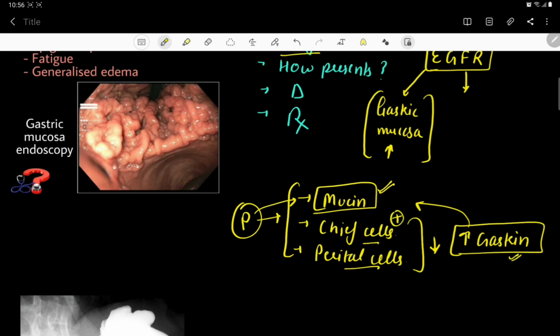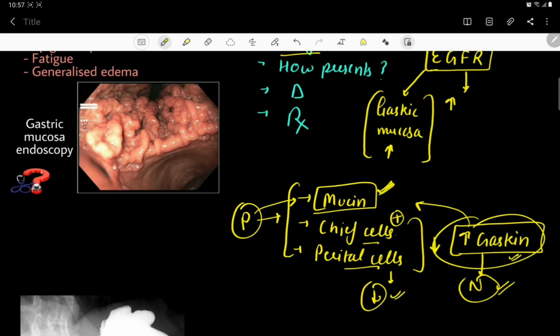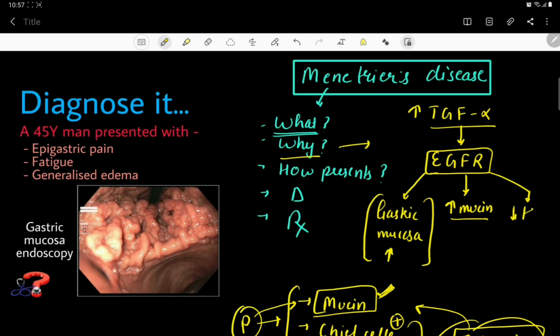But what happens in this disease is that the gastrin levels are normal. So that is why the number of chief cells and parietal cells is decreased, and mucin production is increased. So mucin is increased, HCl production is decreased, and pepsin production is decreased. Now, due to this gastric mucosal hypertrophy, the cerebriform appearance of the gastric mucosa occurs.